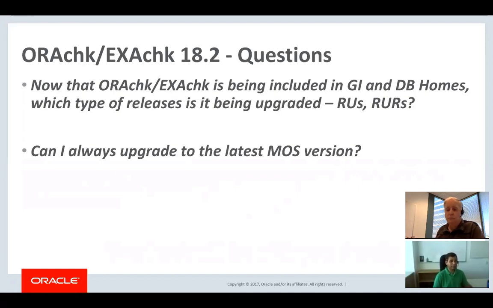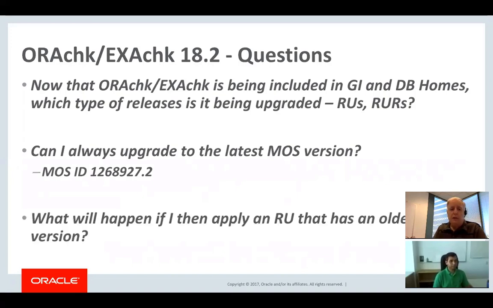Okay, sounds good. So this is the MOS note, correct, that you would get the latest version from? That's for ORAchk, and there is one for EXAchk as well, yes. Okay. So what would happen though if I have upgraded, but then I apply an RU that perhaps has an older version to my installation?